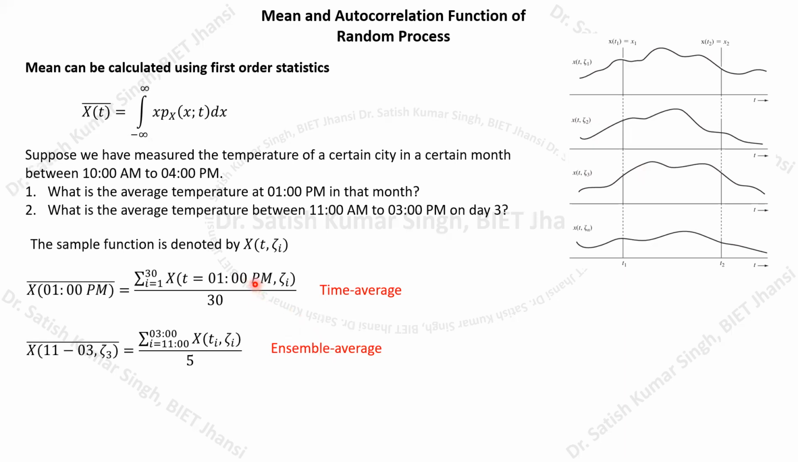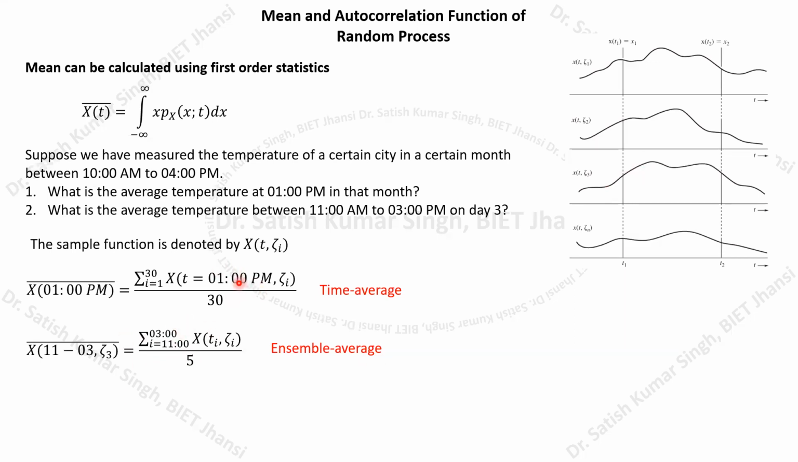Because we have calculated this average based on the complete ensemble, and this ensemble has a total of 30 sample functions, I can call this an ensemble average, right? Similarly, if you see this one, because I'm considering only one sample function and only that particular day's data at different instants of time, this is referred to as the time average. Please make this correction. This is your time average and this is your ensemble average, right?